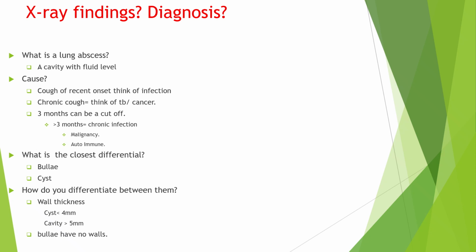What's the closest differential diagnosis for a lung abscess? One is bulla, the second one is cyst. And how do you differentiate between them? If the thickness of the wall exceeds 4 millimeters, you think it is a cavity, and if it is less than 4 millimeters, you think it is a cyst. When a cavity is filled with a fluid level, you call it a lung abscess. And bulla classically have no walls; you have air-filled spaces adjacent to the chest wall.